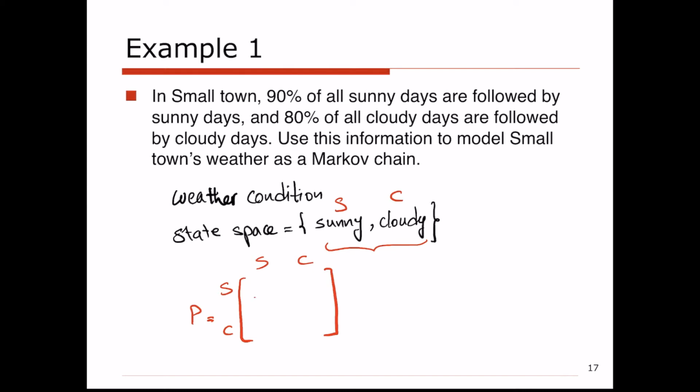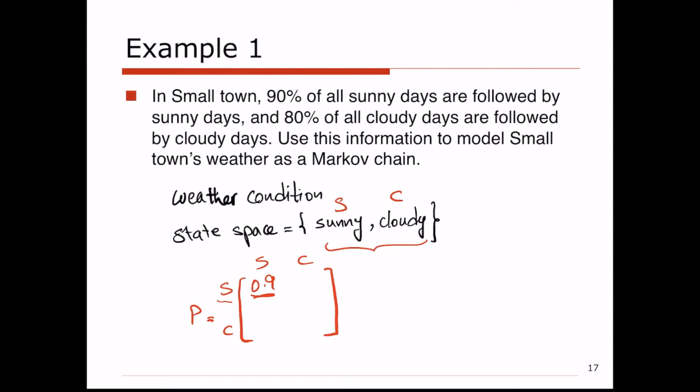So this element is going to show the probability that if we are at a sunny day right now, what is the probability that we end up at a sunny day the next day? As we see in the problem statement, 90% of the days that are sunny will be followed by a sunny day. So this would be 0.9.